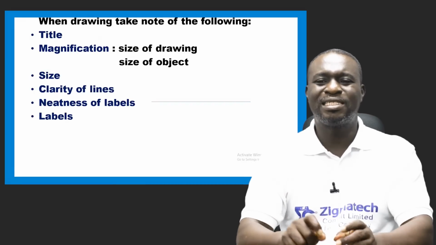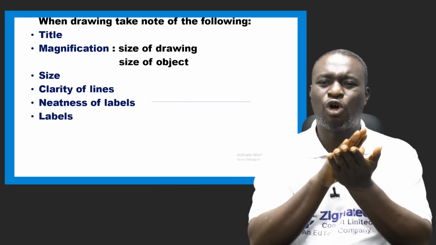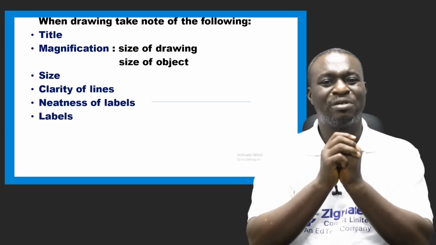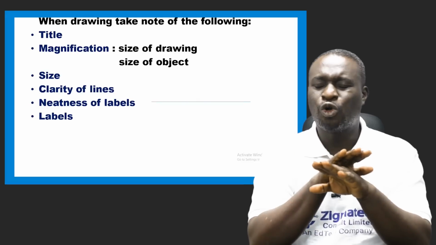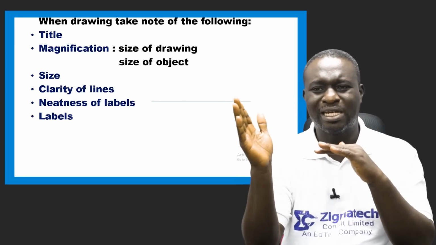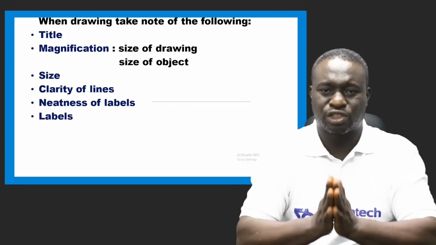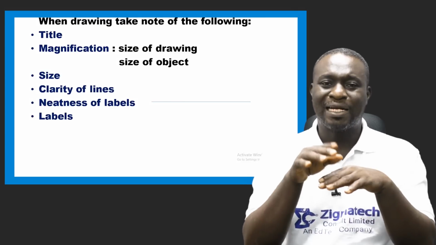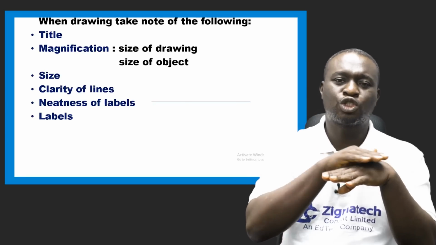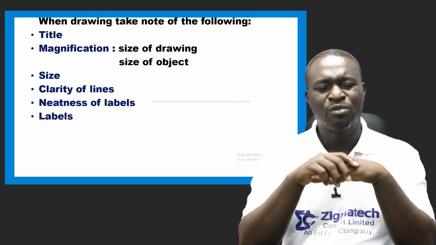Another thing is neatness of labeled lines. Your labeled lines must all be horizontal. They should not be diagonal and should not be vertical. If you're making labeled lines on the right and also on the left, they all must be horizontal. And I told you about coming to the exam hall with your ruler. They must all be ruled.